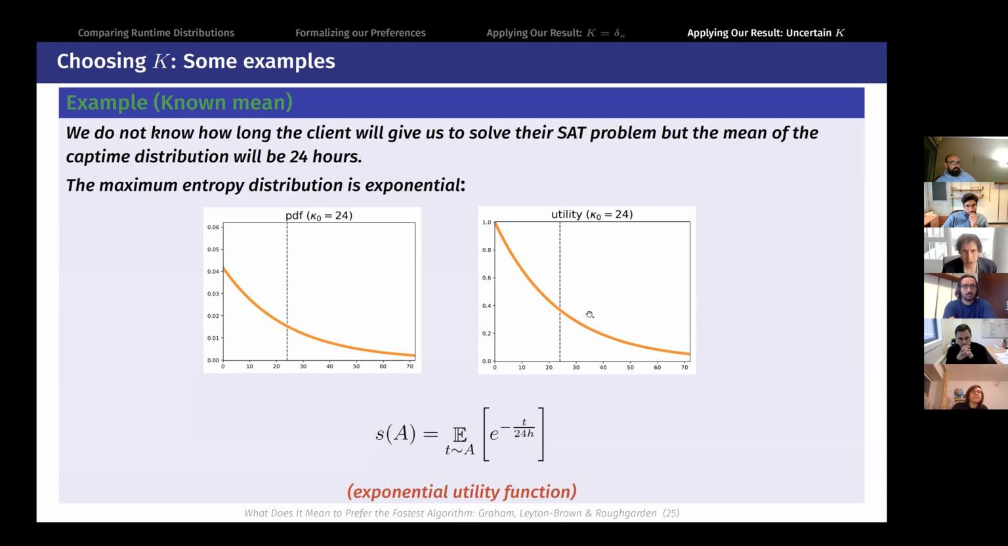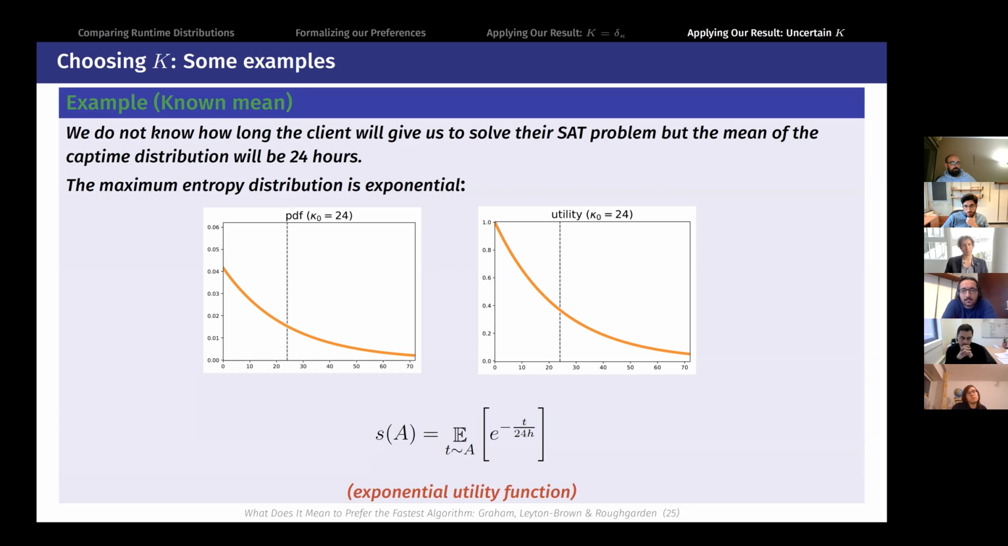But then I can do more exotic things. Uniform is pretty, but there are lots of other sorts of assumptions that I can make that would induce different cap time distributions, even cap time distributions with infinite support. So maybe I know the mean. I don't know how long the client is going to give me to solve their SAT problem, but I think the mean of the cap time distribution is going to be 24 hours.